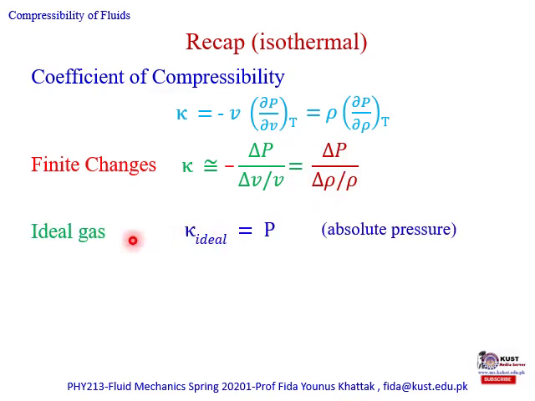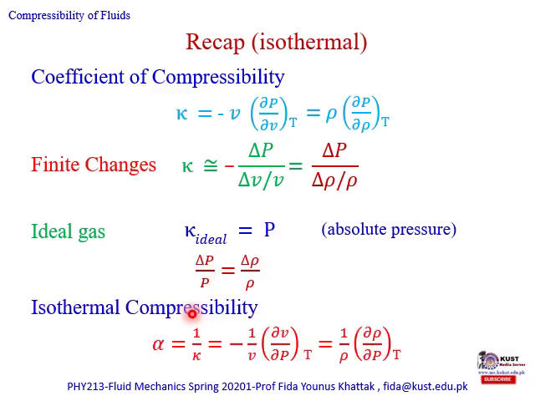And remember, for an ideal gas, kappa was equal to the absolute pressure P, or we could write delta P over P is equal to delta rho over rho. Isothermal compressibility is defined as alpha, which is equal to the inverse of the coefficient of isothermal compressibility, which is equal to minus 1 over V del V over del P at constant T, which is equal to 1 over rho del rho over del P at constant T.